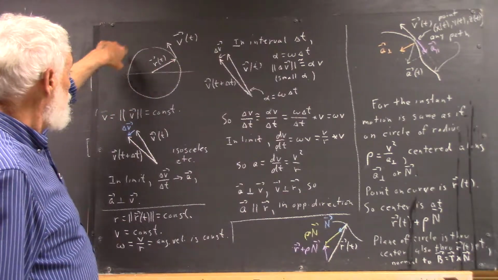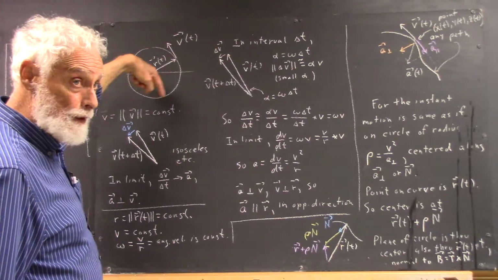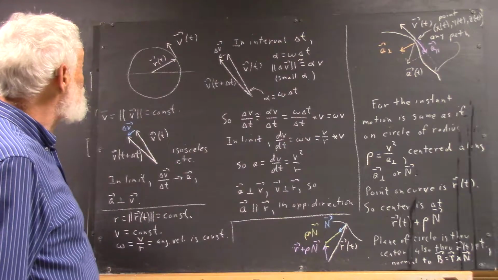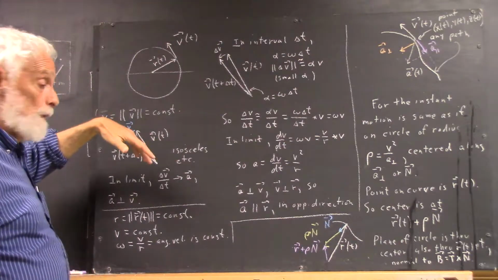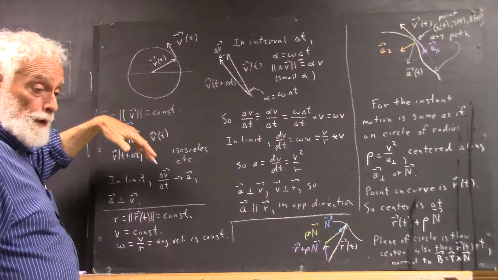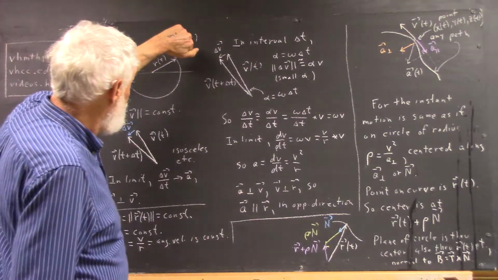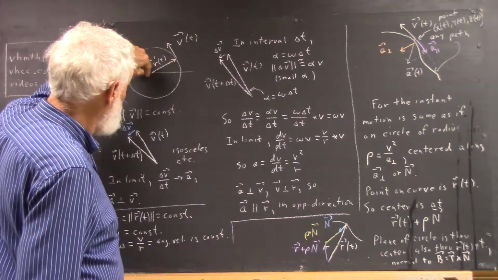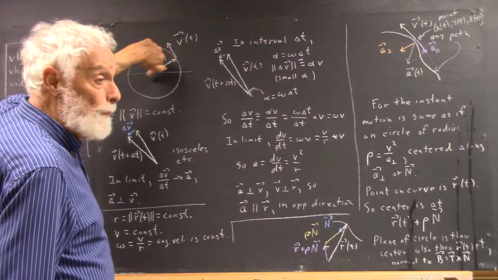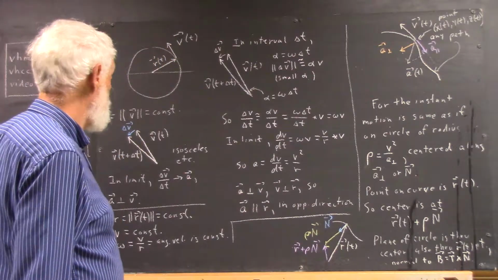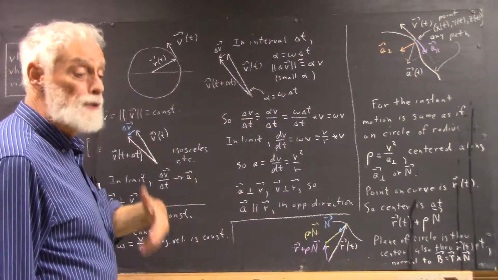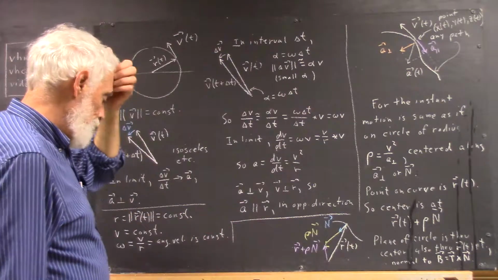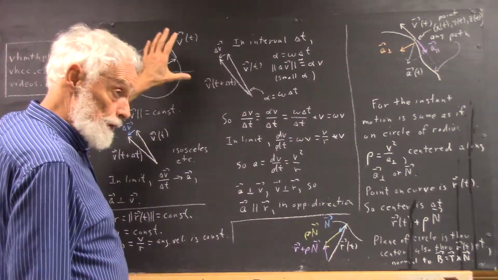If we have an object moving in a circular path at constant velocity, it turns out, and we're going to prove it in a minute, that the acceleration vector has to be in the direction equal and opposite to that of r of t. In other words, back toward the center of the circle, making it a centripetal acceleration. If the velocity isn't constant, that's no longer true.